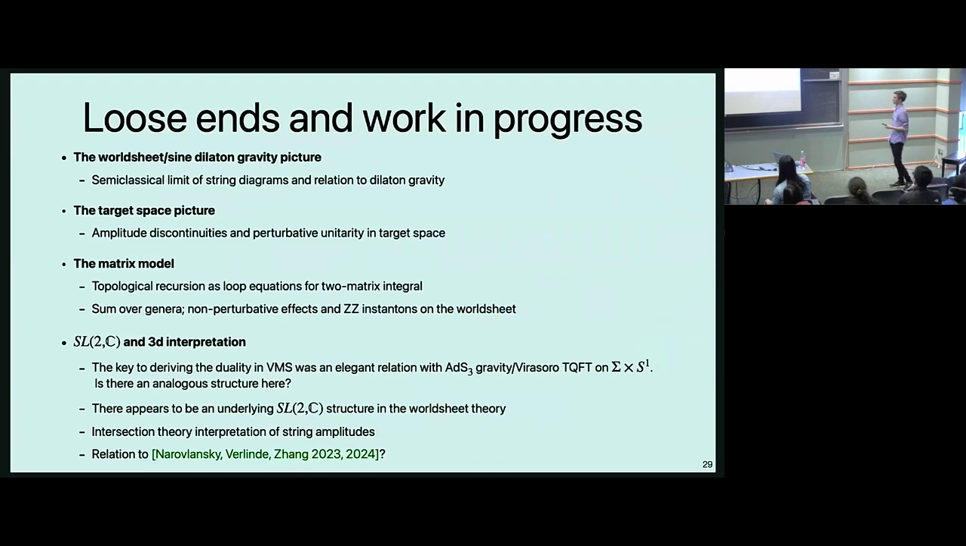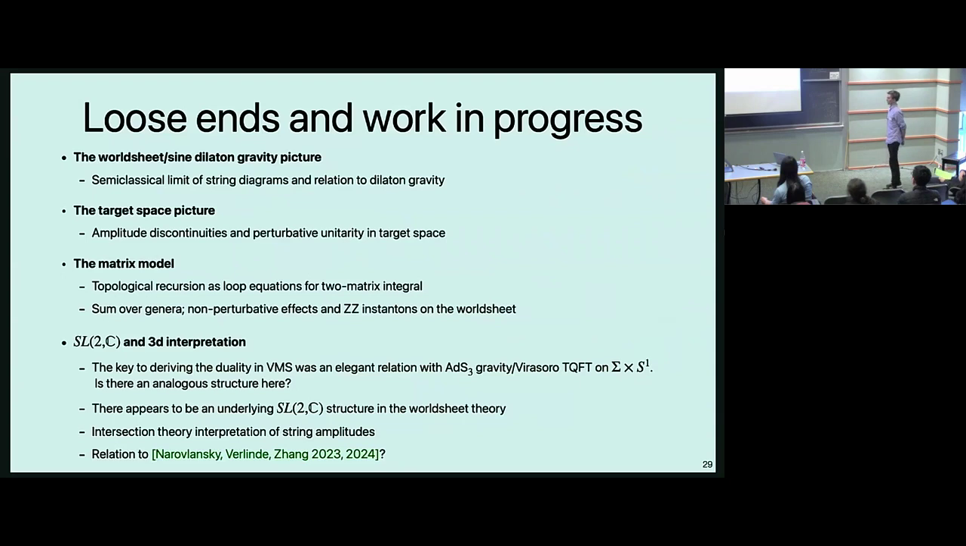There's the sum over genera and non-perturbative effects in the theory that are presumably associated with ZZ instantons in this specific worldsheet theory. And finally, and perhaps most intriguingly, there's the question of the 3D interpretation. Now, in this Virasoro minimal string, in some sense, the key to deriving the duality between the string theory on the one hand and the matrix integral on the other was an elegant relation with 3D gravity or Virasoro TQFT on sigma times S1. And it's fair to question whether there's an analogous structure here, although, of course, it will differ quite significantly in the details.